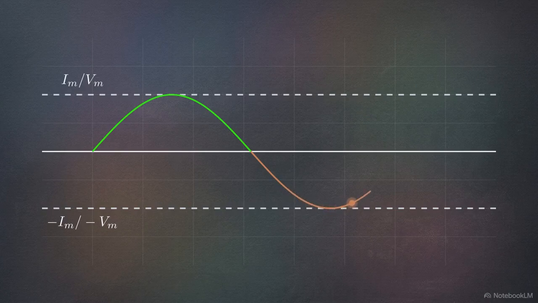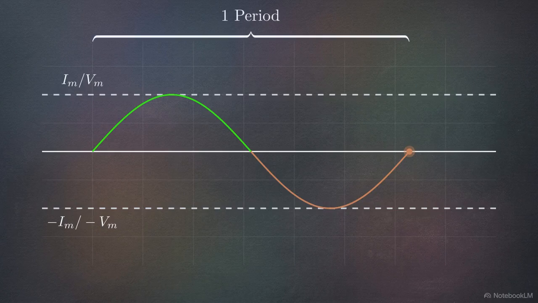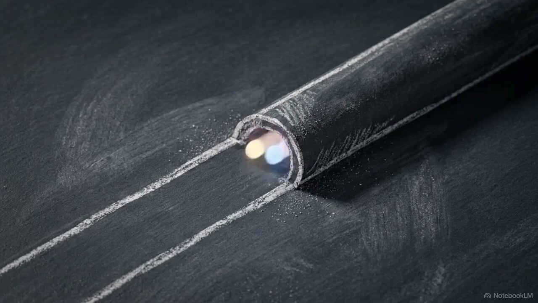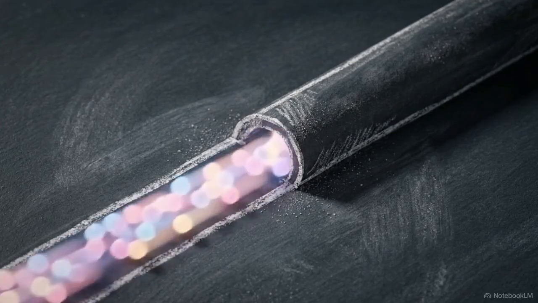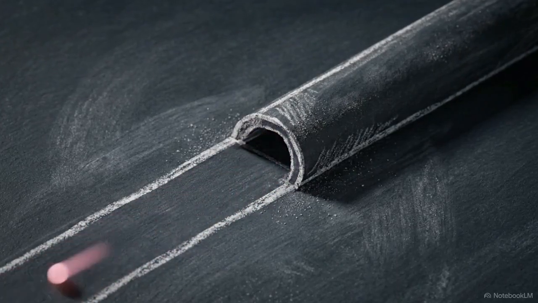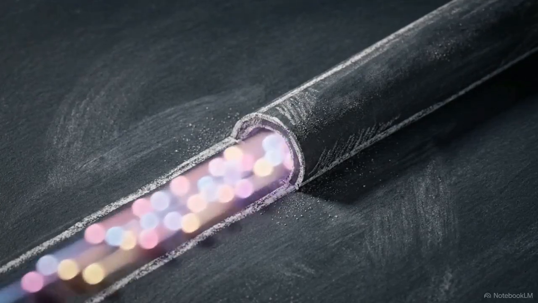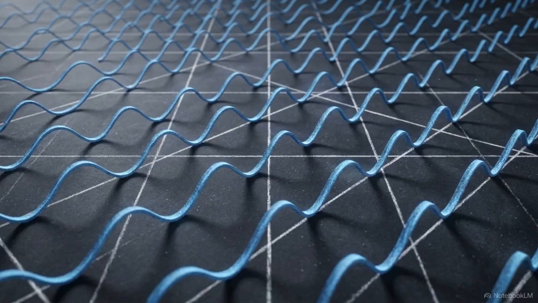Once the current hits that absolute negative peak, it climbs out of the trough and rises to the 0 line once again. Hitting that 0 line marks the completion of exactly one full period. The electrons are back where they started, ready to repeat the sequence. This dip below the axis is not negative energy. It is the physical manifestation of the current changing directions, flowing fully in reverse. These graphs visually prove the foundational definition. The power grid operates on a perfect, unbroken cycle of rising, falling, and reversing.